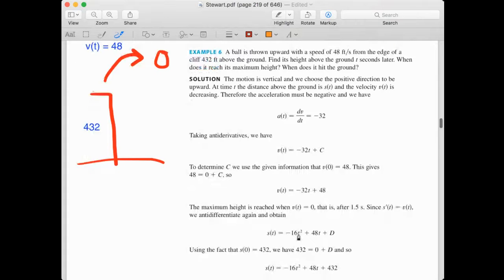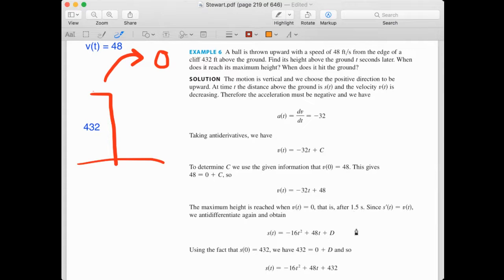Then, when is the maximum? Maximum means we take a derivative and set it to be 0, right? So v of t equals 0. Well, v of t is s prime of t. S prime of t equals 0. So set v of t to be 0 and solve for t, which equals 1.5.